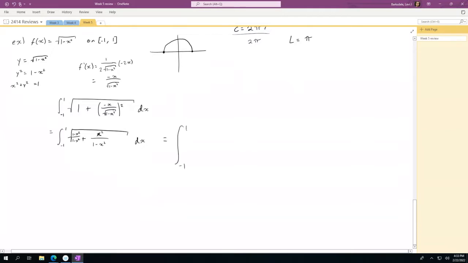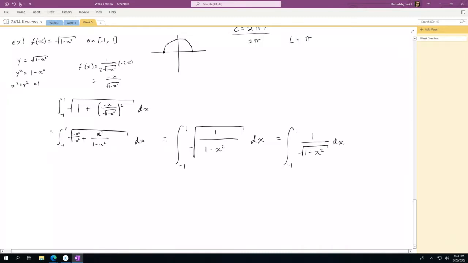So then this becomes the integral from -1 to 1 of the square root of (1 minus x squared plus x squared) is simply 1, and on the bottom, I have 1 minus x squared. Right? Okay, which means this is the integral from -1 up till +1 of 1 divided by the square root of 1 minus x squared.